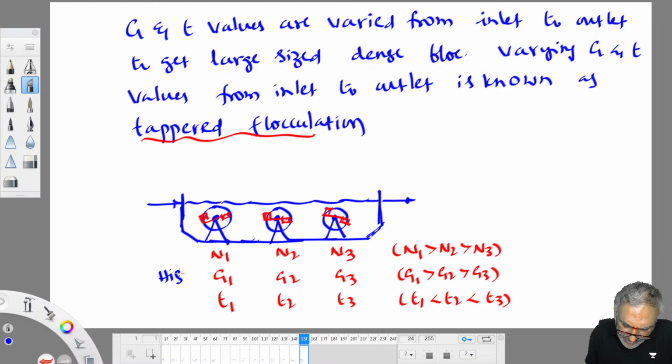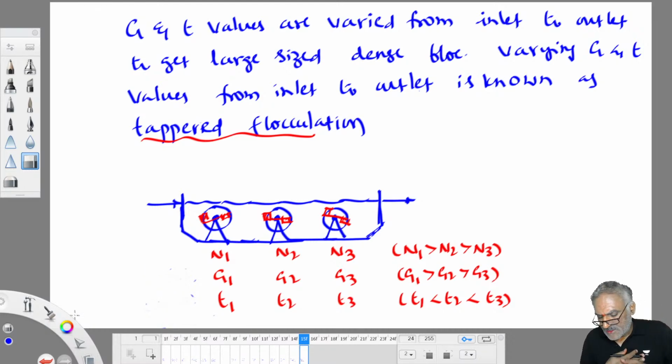So high G value we provide at inlet. Low detention time, short detention time we provide at inlet. So higher G value, short detention time, that produces smaller and denser flock. This combination produces smaller and denser flock. So as G value keeps on decreasing, T value keeps on increasing, therefore size keeps on changing. So that's how it happens. Understood?